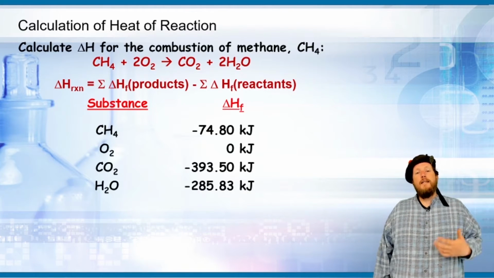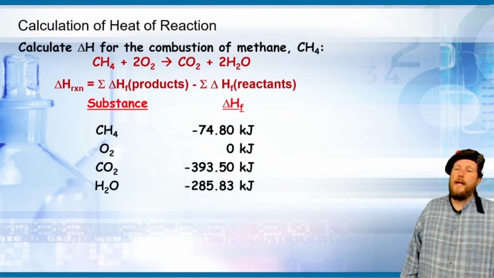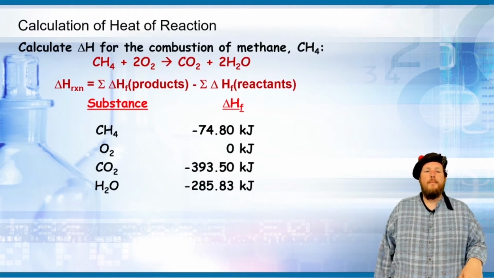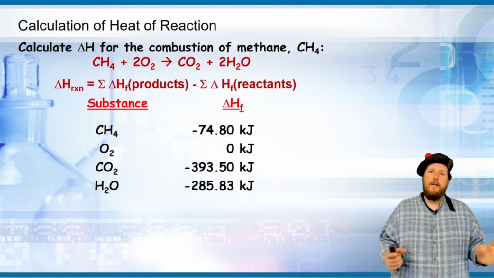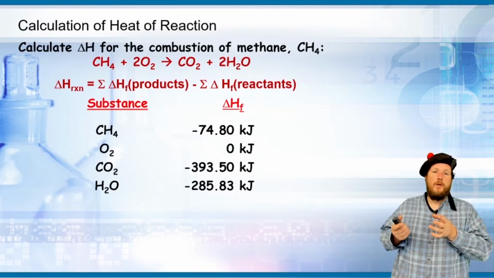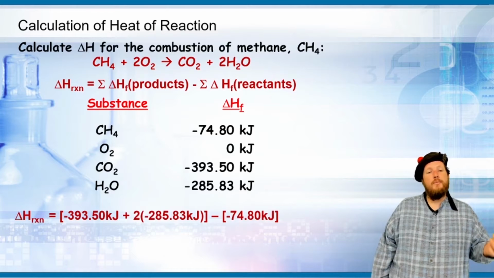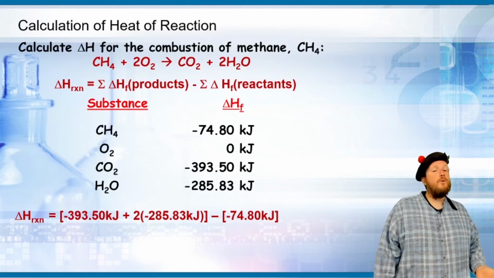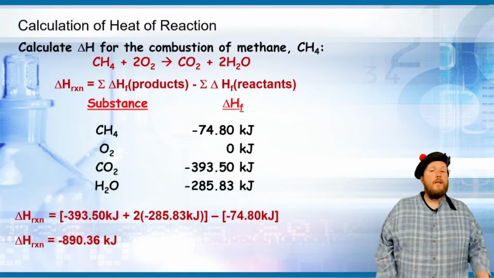The other way to do that is to just look up the heats of formation for each of these, CH4, O2, CO2, and H2O. If it is in its pure form in nature, in its lowest energy allotropic form, it's 0 kilojoules. And so you can add and subtract these. So products minus reactants, we get negative 393.5 plus 2 times negative 285.83 minus negative 74.80 kilojoules, and we get the same answer. So it doesn't matter how we calculate this, as long as we're using good data.